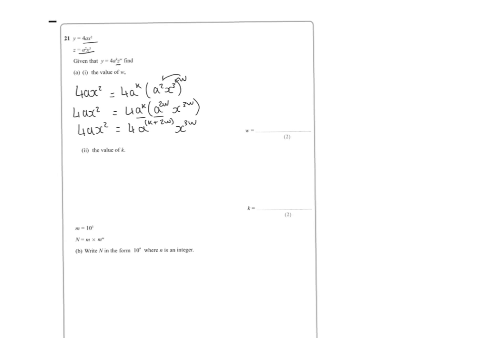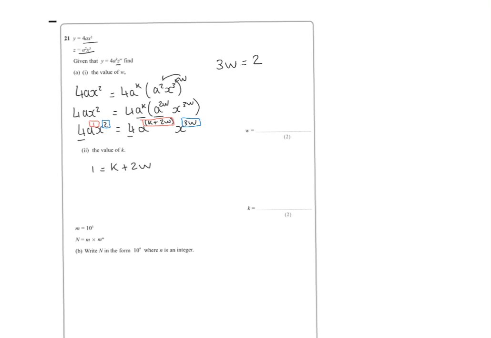Now, if we compare coefficients, we can see the 4 and the 4 is the same, so that's fine. In terms of the a's, we can see that this is a to the power of 1, and this is a to the power of k plus 2w. So we could write that 1 must be equal to k plus 2w. That's one equation. We can also see that in terms of the x, we've got 2 and we've got 3w. So 3w must be equal to 2.